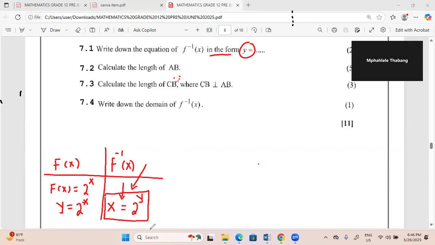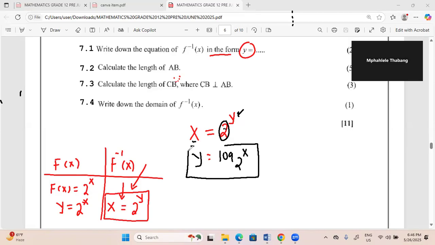How? By involving log. So I have x equals 2 to the exponent y. I want to make y the subject of the formula. What I do, I identify the base first. So 2 is the base. y is the exponent. So next to the base, I put log. So I will say log of the base. And I'm going to interchange x and y again. Where there is x here, I put y. Where there is y, I put x. So this is the equation of the inverse. y equals log x base 2.